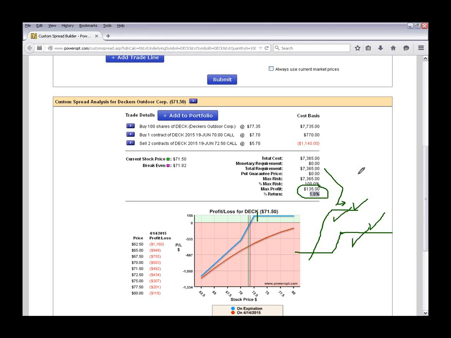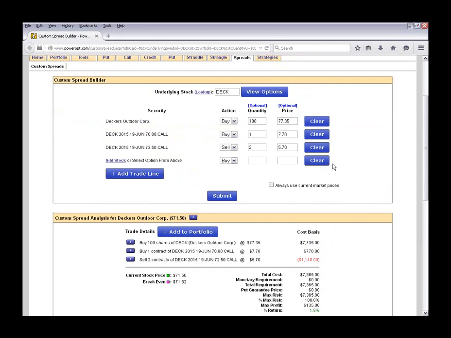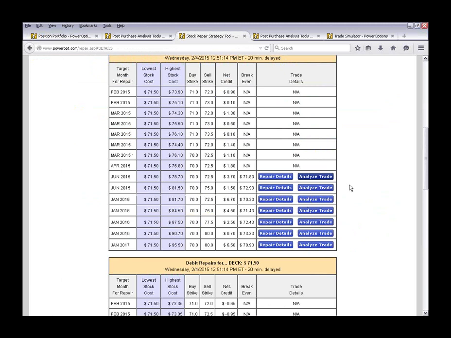Your broker won't look at it as a ratio call spread, where you're selling 2 calls and buying 1. You could enter it as a bull call debit spread and a covered call, and if you're qualified to do that, this will help you get back to break even faster. Okay? Now, let's do something else. Let me go back again to our stock repair.